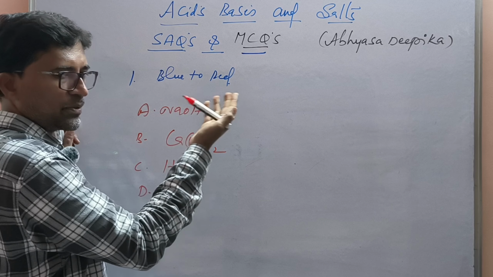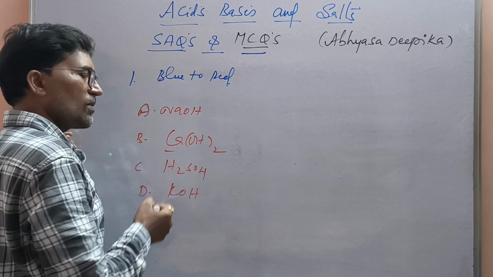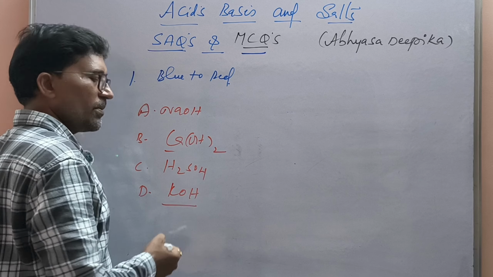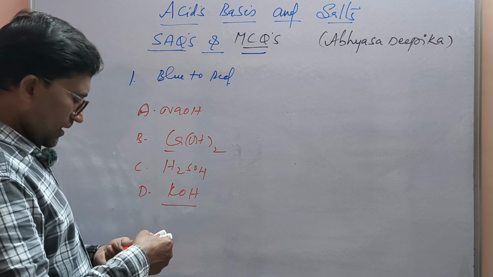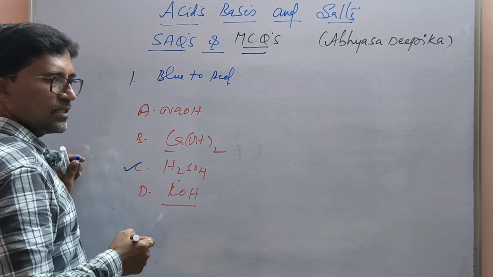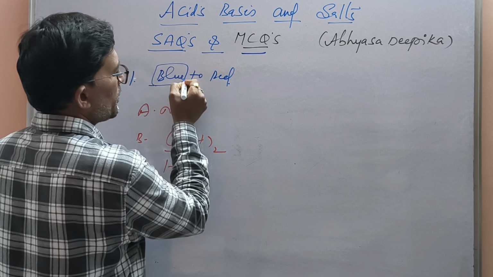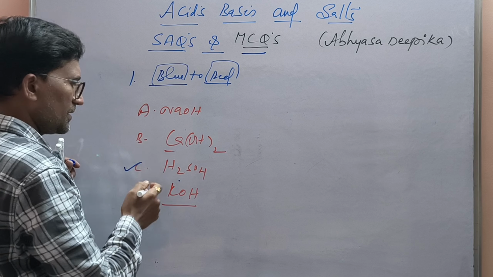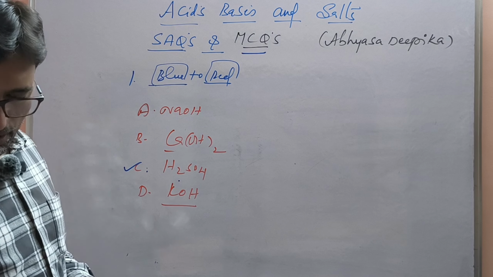It turns red litmus paper to blue color. Calcium hydroxide is also a base. KOH, potassium hydroxide, is also a base. So among all these options, the right option is C, sulfuric acid, because it is an acid which turns blue litmus paper to which color? A red color. That is the right option, C, for the first multiple choice.